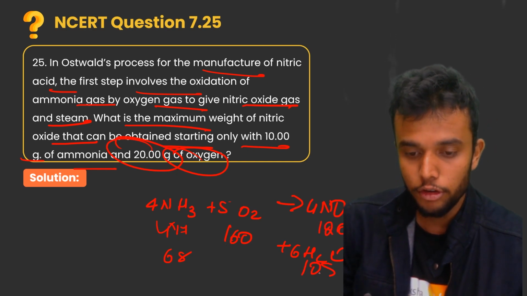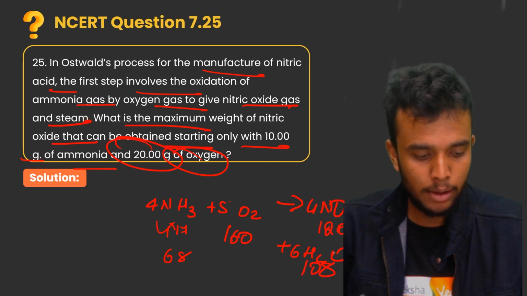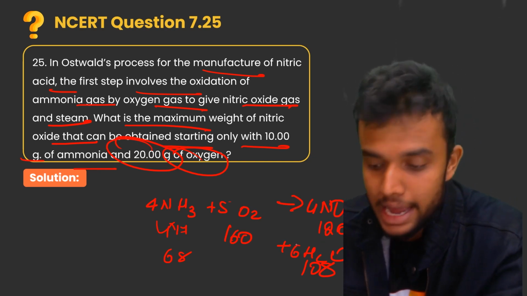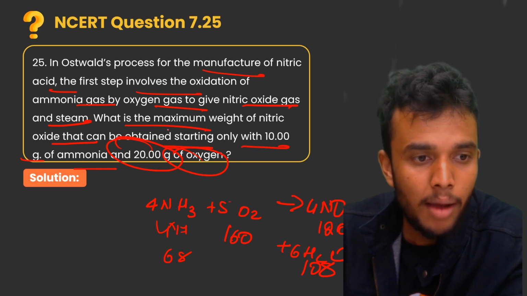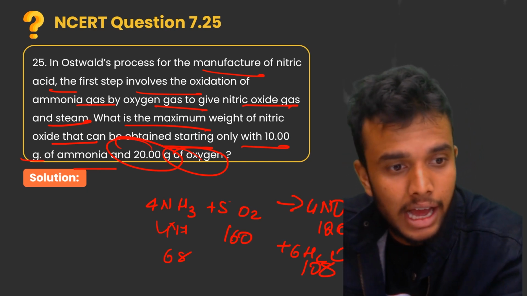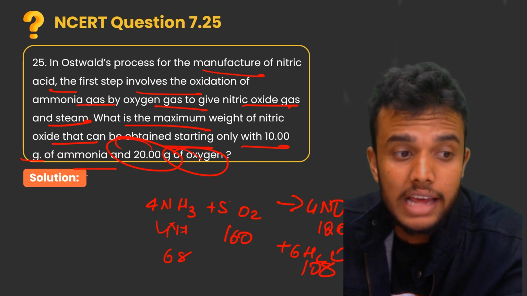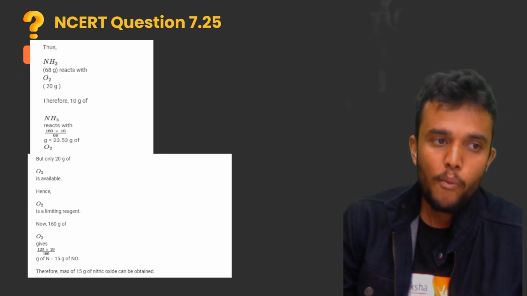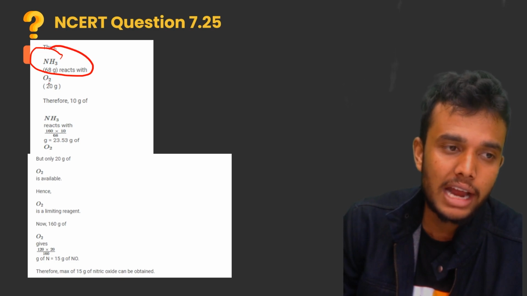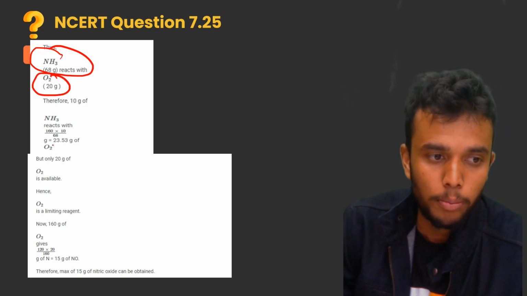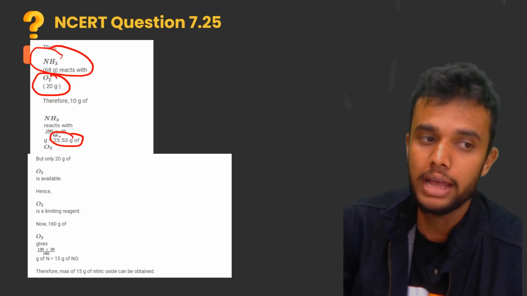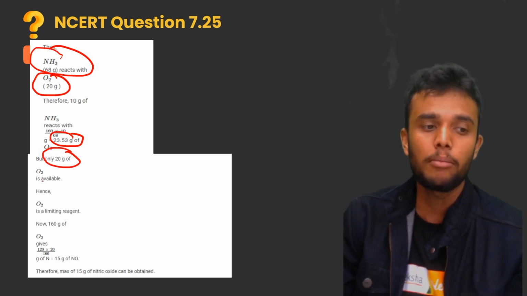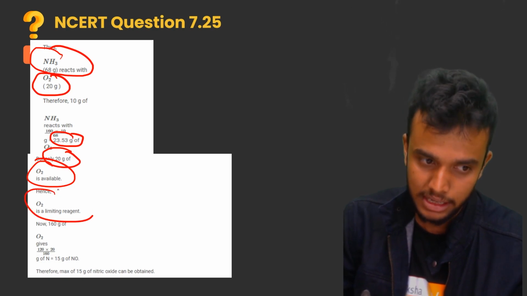These are the numbers, right, students? We obtained them like this. Then, what is the main question? We need to find the maximum weight of nitric oxide that can be obtained starting only with 10 gram of ammonia and 20 gram of oxygen. Whenever we take 68 gram of ammonia, it reacts with 20 gram of oxygen. Here only 20 gram of oxygen is available, and so oxygen is the limiting agent.